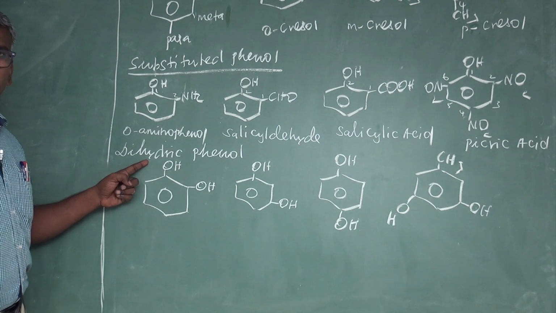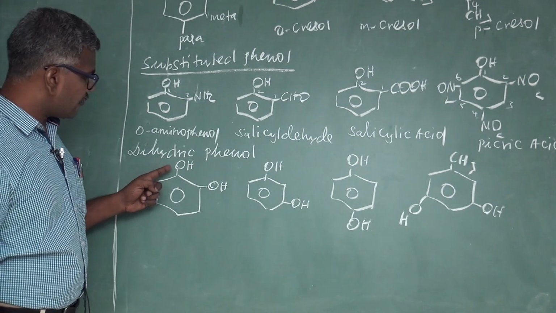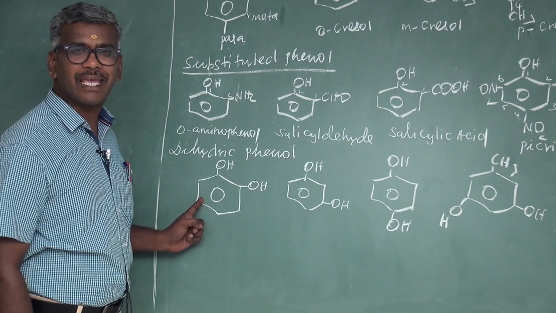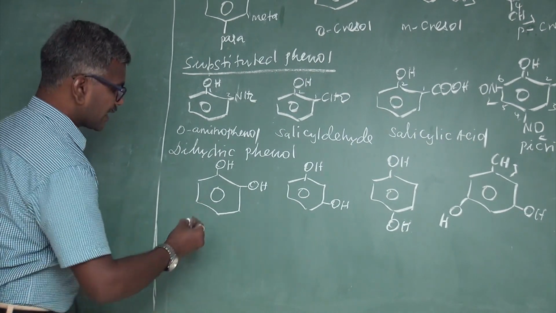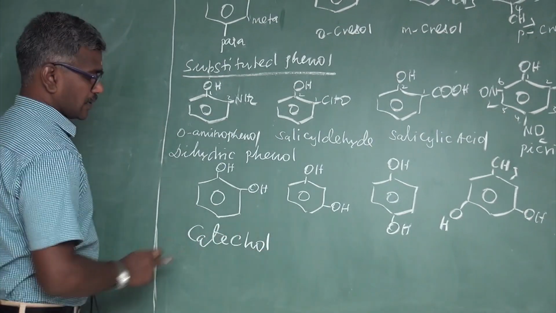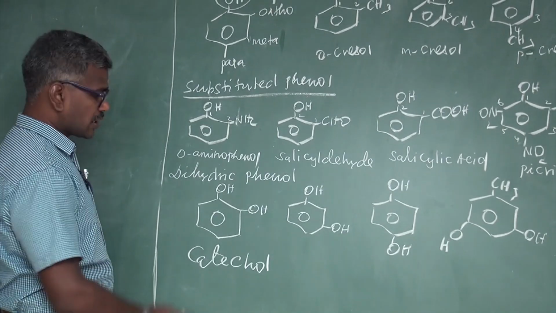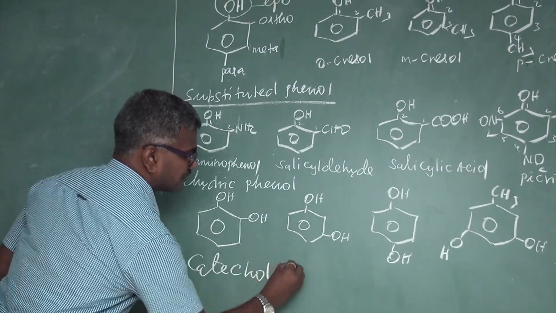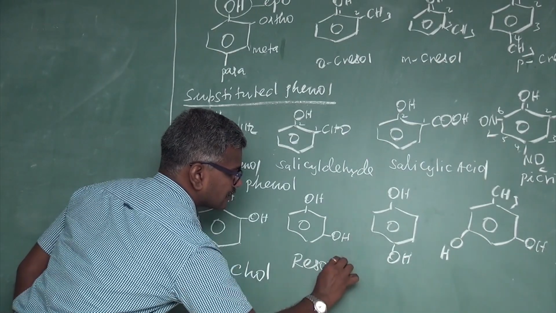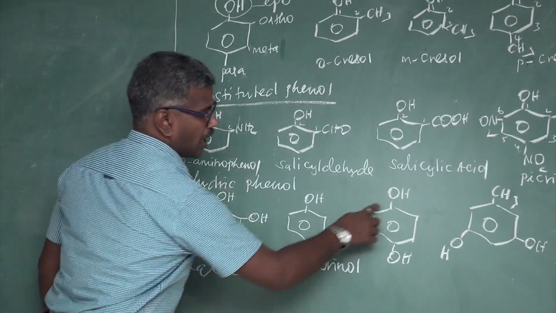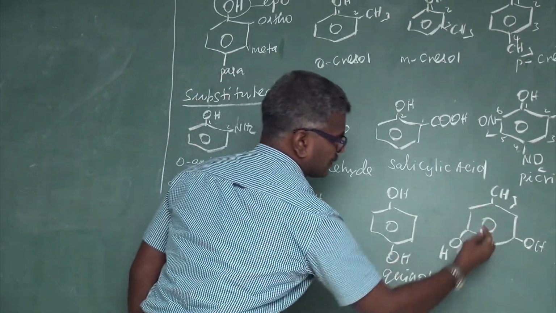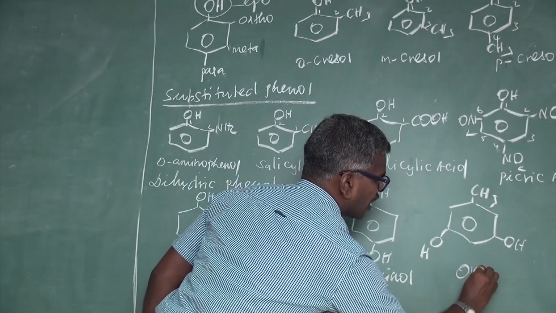What is the definition for dihydric phenol? If 2 OH groups are attached to the benzene nucleus, it is called dihydric phenol. The name is catechol, with OH groups present at adjacent ortho positions. Alternative name: resorcinol. Opposite positions: quinol. So the substituted group name is resorcinol.